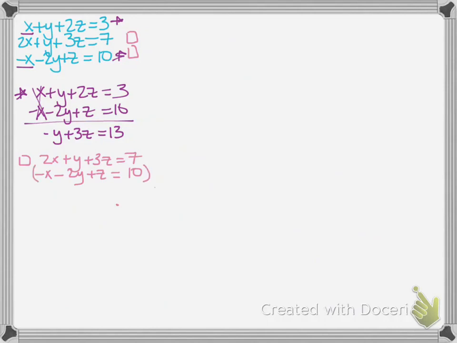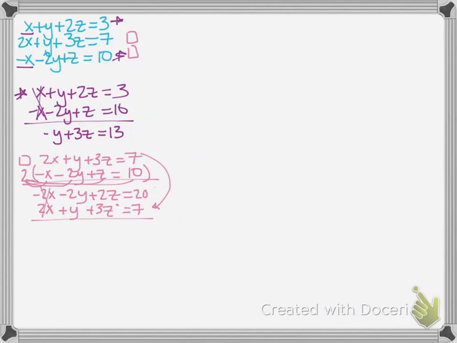So to get my x's to be the same, because I'm trying to eliminate x's, I'm going to multiply my bottom by 2. So I'm going to get negative 2x minus 2y plus 2z is equal to 20. I'm going to drop my untouched equation underneath it. So 2x plus y plus 3z is equal to 7. My x's cancel. This becomes negative y plus 5z is equal to 27. So I can take my 2 equations, since they're both in terms of y and z, my star square equations, and put them on top of each other.